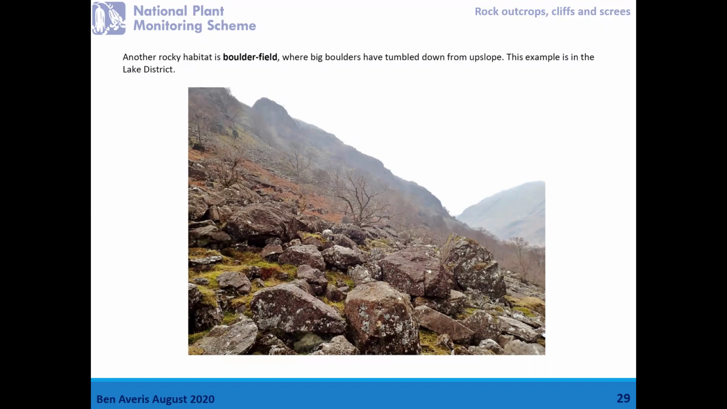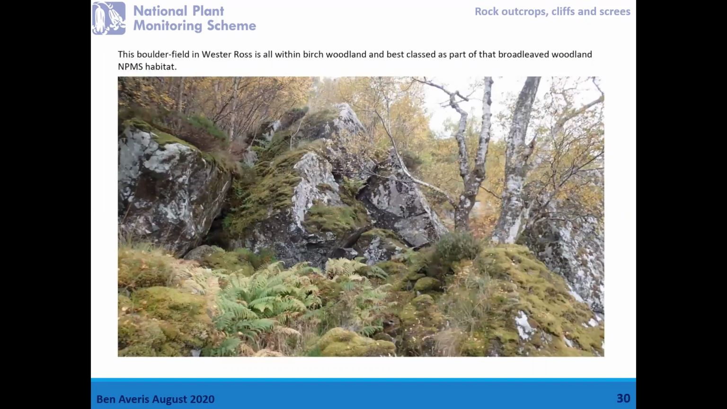And on the next page is another example of boulder field, which is actually so much within the woodland that for NPMS purposes, we would count that as part of the woodland rather than a separate rock habitat. It's very much birch, or just rocky birch woodland, but those are big boulders and there are huge drops in amongst them, and it's a fantastic place for its mosses and liverworts. It so happens that one is in west Ross.